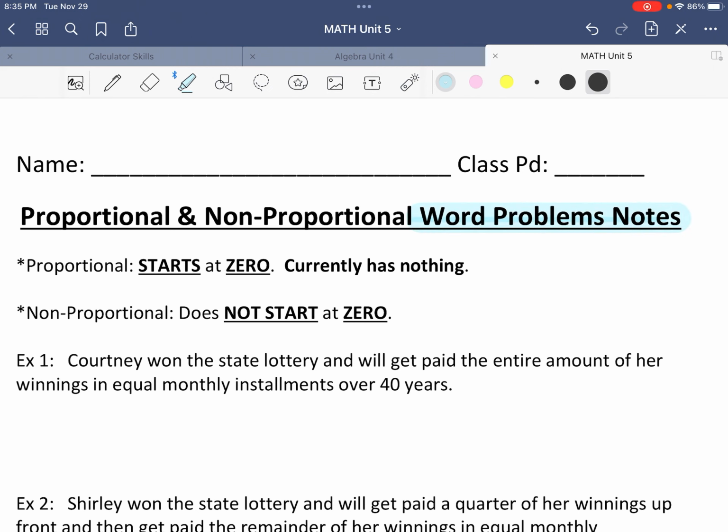So let's talk about some word problems today, because you're going to be asked to tell if a situation is either proportional or non-proportional when you're reading a word problem. Things that you need to look for. If it is proportional, that means you are starting with 0. You have nothing to begin with, and then you're going to go up from there in a proportional way. If it's non-proportional, you're simply looking to see, what does it start with? It's going to start with something, an initial value, and then go up or down from that initial value.